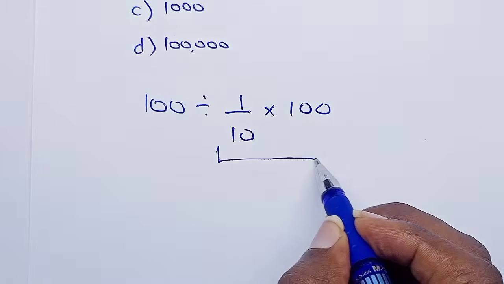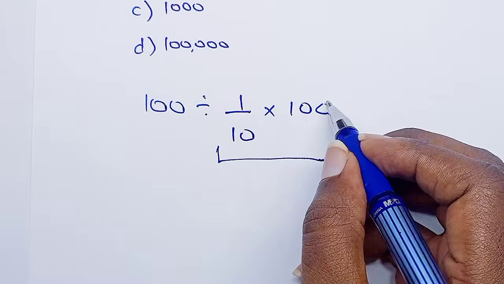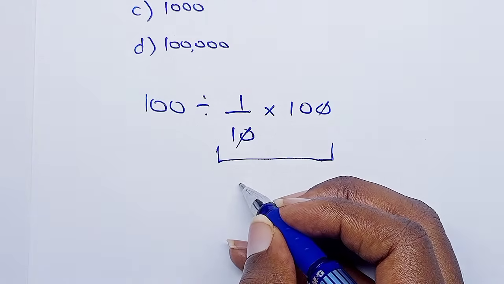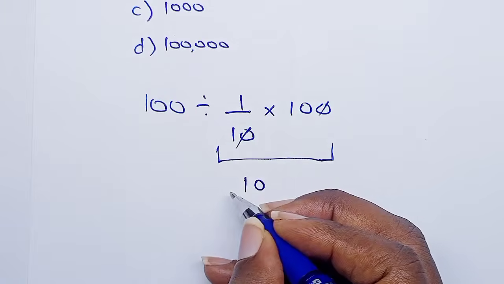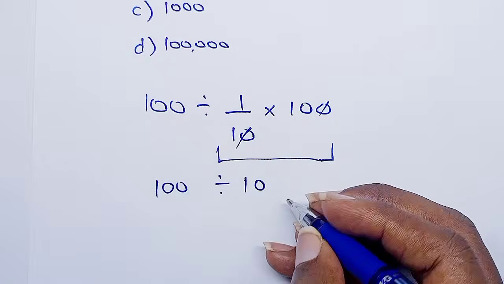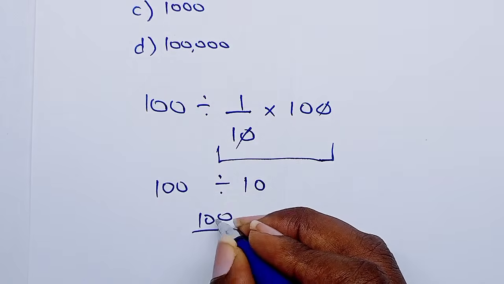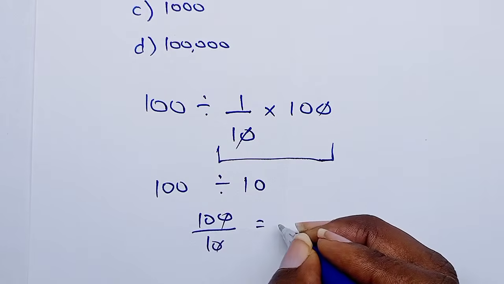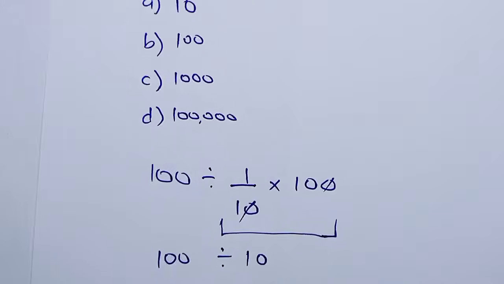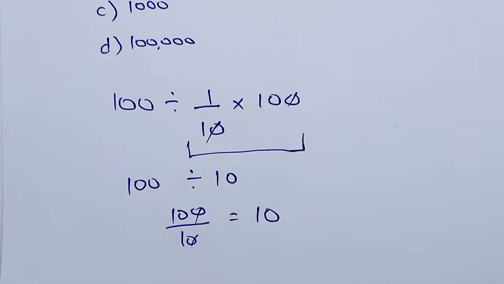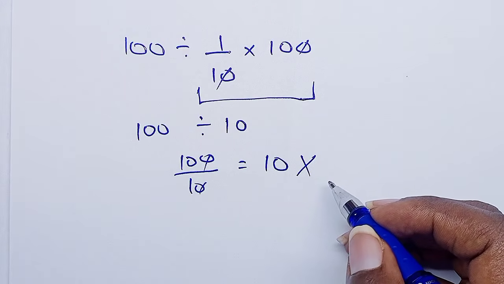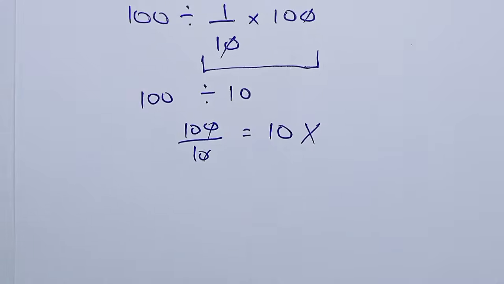We have 100 divided by 1 over 10 times 100. If you work out this, this will go with this, which will give us 1 times 10, which is 10. Then 100 divided by the 10, 100 over 10, gives us 10. If you got your answer as 10, which is A, you are wrong. This answer is not correct because you've not followed the order of operations, which is PEMDAS.